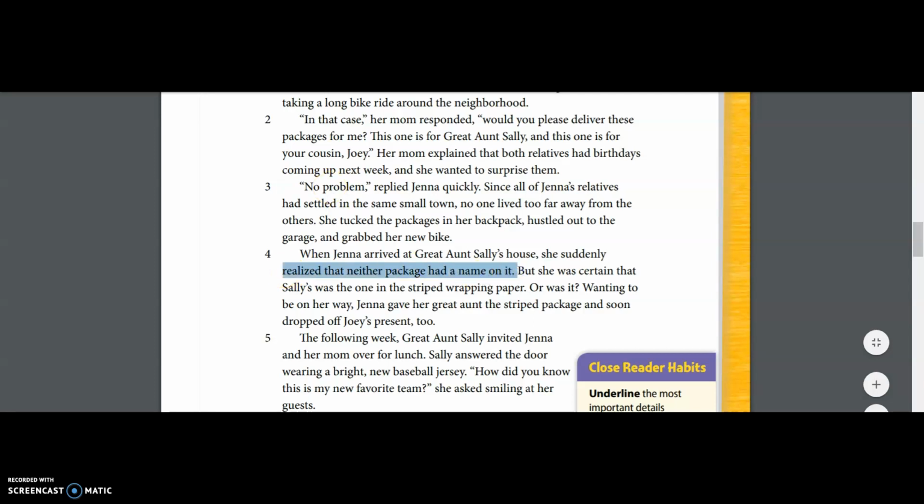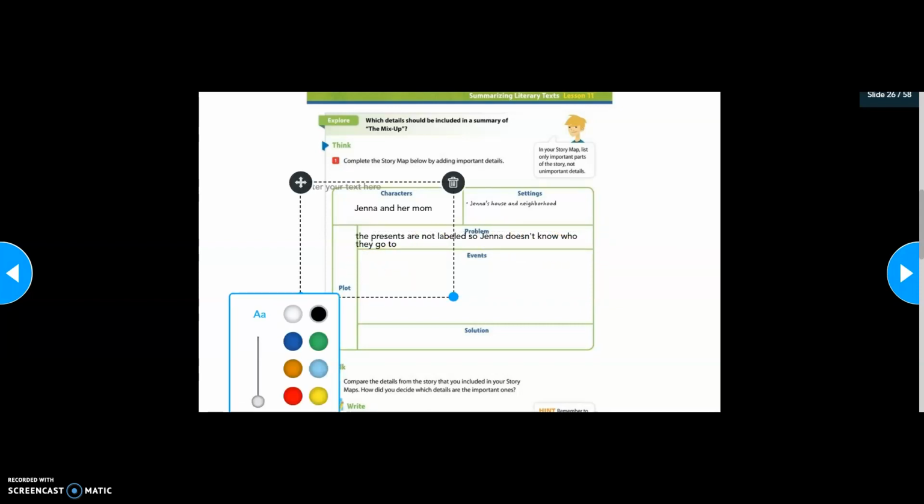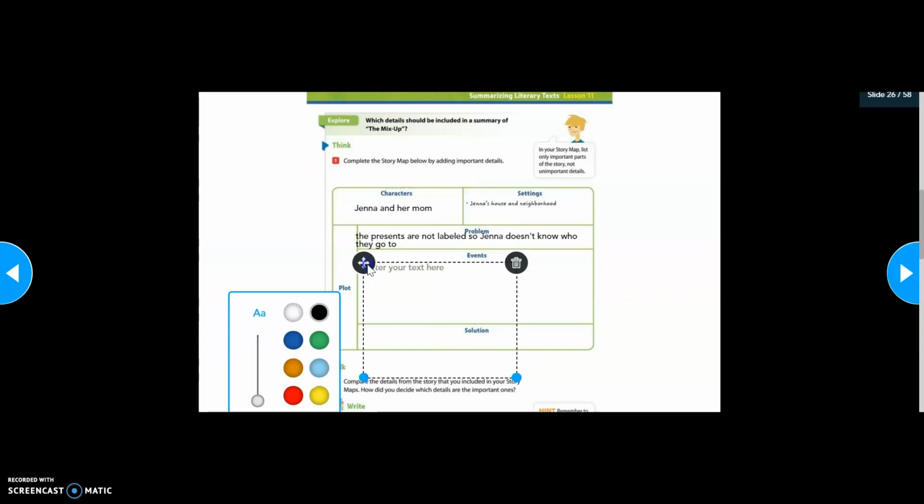They were not labeled. So then I would go to my Nearpod and put that the problem is the presents are not labeled. So Jenna doesn't know who they go to. And then I'm going to make sure that my text box is large enough for whoever is grading this to see my answers. And perfect. Now I have another answer there. But as I said, we are doing this together this time. So I'm done there. I helped you guys with the characters.